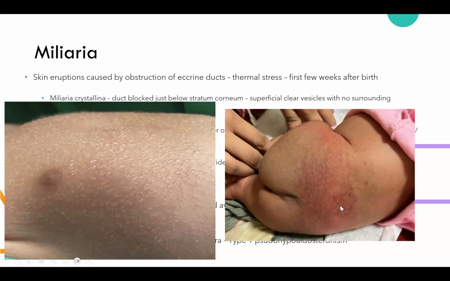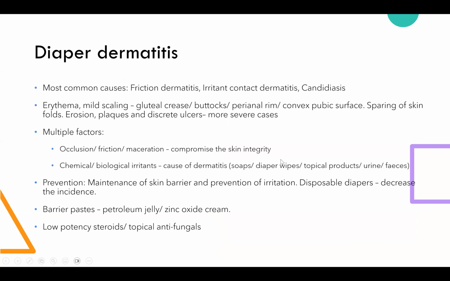This is miliaria rubra. Here the baby is having pinpoint papules in the face, trunk and back region. This is due to overheating or fever. This may take about 1 week or 10 days to resolve.